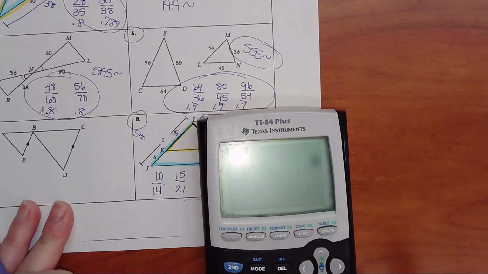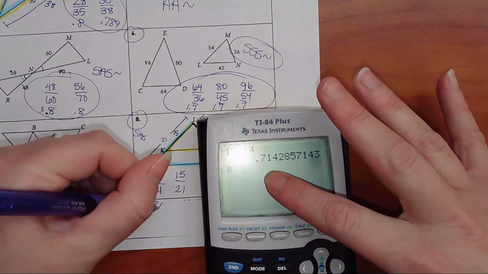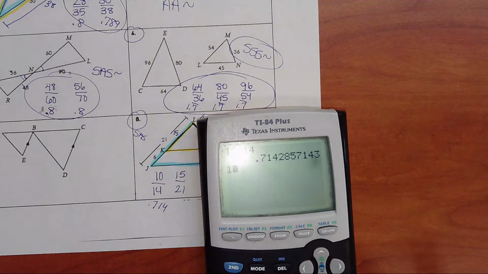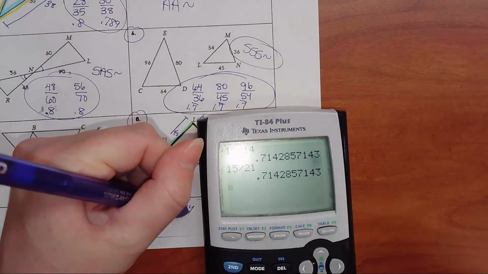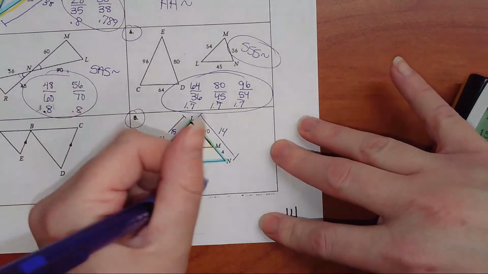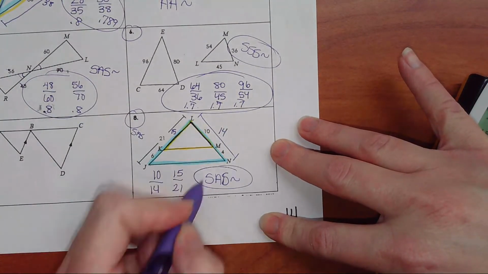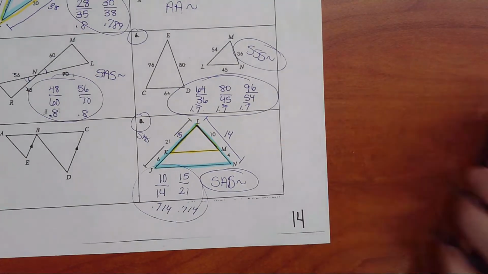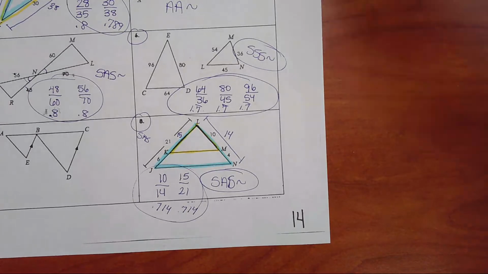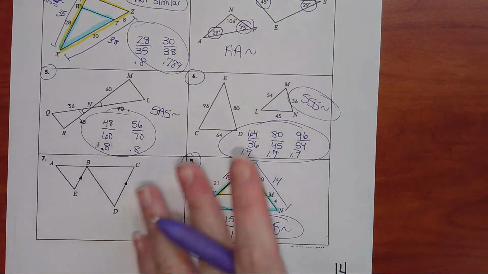Then I divide them out. 10 divided by 14 is 0.714, and so on. 15 divided by 21, it's exactly the same thing. Now because they are the same, you can say that these are similar by side angle side. But again, you can't say side angle side without showing the work as well. Some of you have noticed that we are getting pickier on your work. So please make sure that you are showing your work for your quiz and being careful.